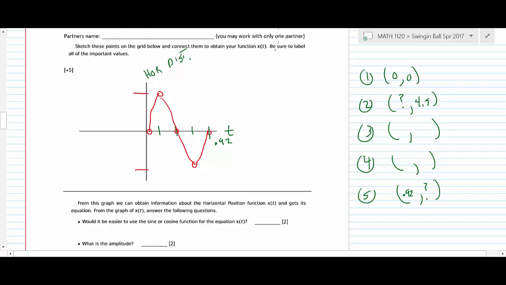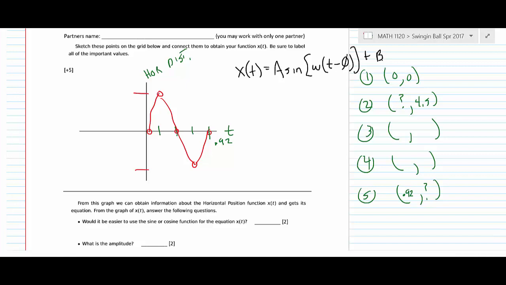So let me explain what you're going to do on this then. The general formula, but we're going to say x of t, because this is giving the horizontal distance. The general formula that you learned for a sine or cosine is A sine of omega, and then it won't be x minus something, it'll be t minus something, because we're talking about time, minus phi, plus b or something like that. On the test that I gave back tonight, you had one problem where I gave you a graph and you gave me a cosine.